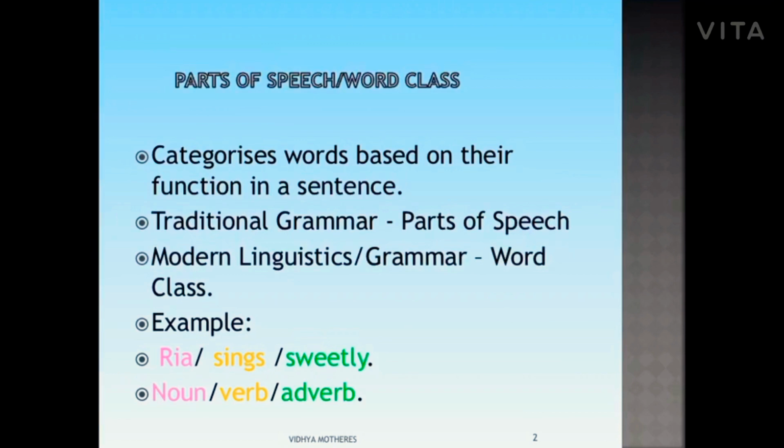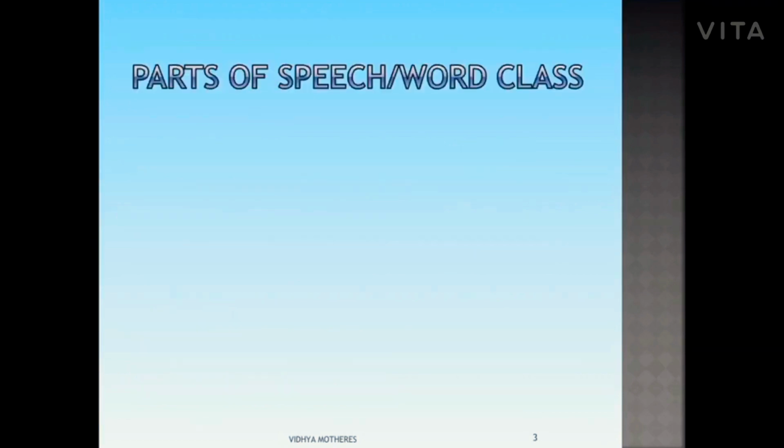Ria sings sweetly. There are 3 words in this sentence. The first word, Ria, is a naming word, so it is categorized as noun. The second word, sings, is an action word. We categorize action words as verb. The third word, sweetly, adds detail to the verb sings. Hence, it is known as adverb.